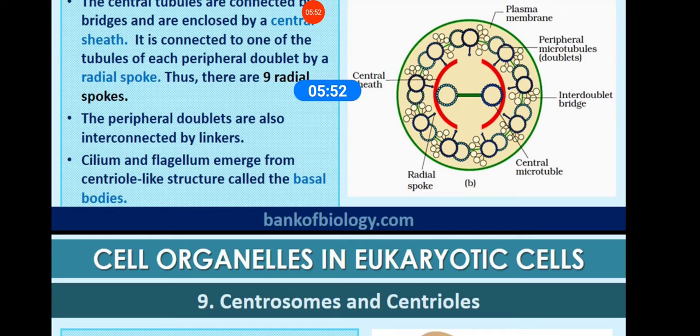Cilium and flagella emerge from a centriole-like structure called a basal body. So that is a very important line. What have I told you? That cilium and flagella emerge from a centriole-like structure, and that centriole-like structure is called a basal body. So from the basal body, cilia and flagella arise. Where are basal bodies present? They are present inside the cell, and from the basal bodies cilia or flagella arise.